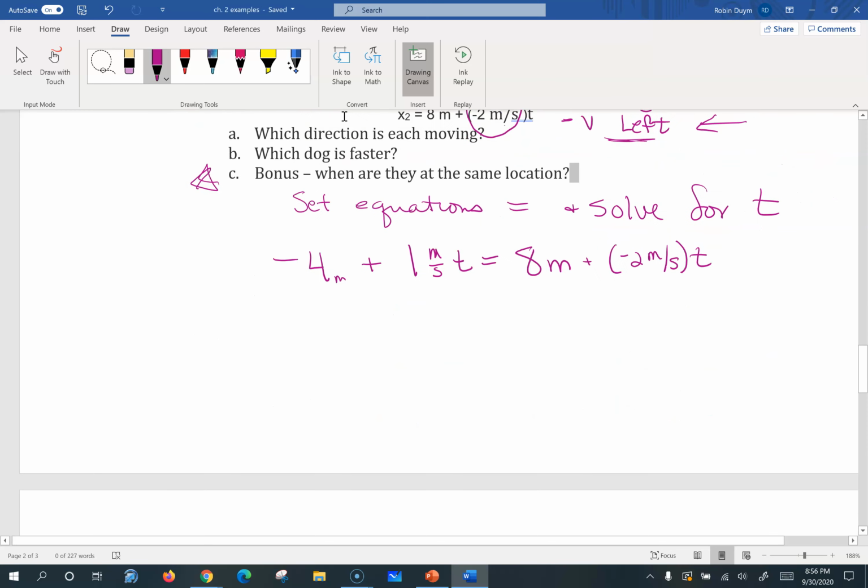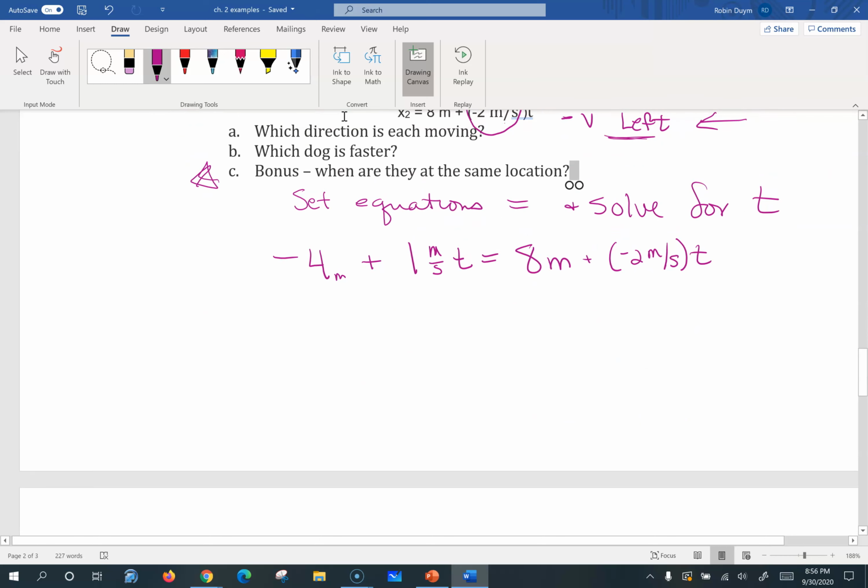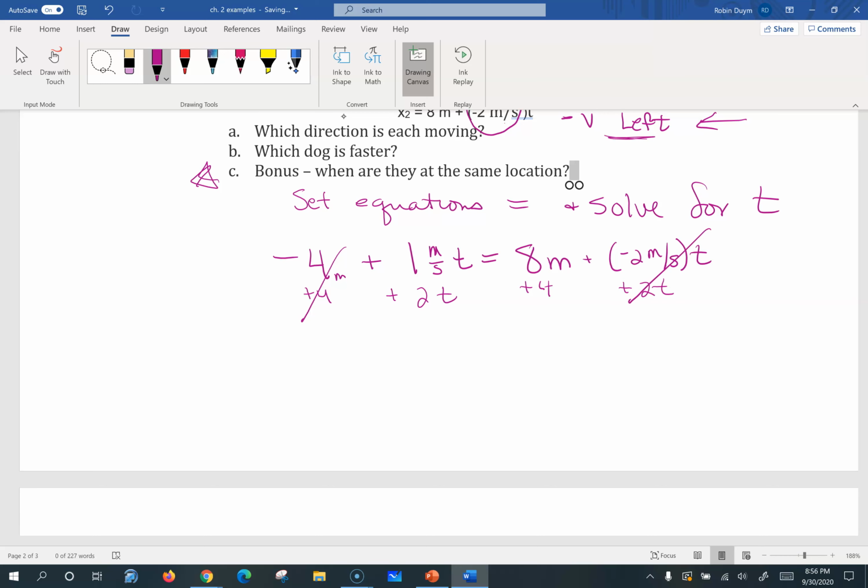So I'll just run through the algebra real quick for you. We want to get all the t's on one side, and all the numbers on the other. So let's add a 4 to this side and a 4 to this side. And this is a -2, so in order to get rid of it, we can add a 2t and add a 2t. So these two go away, these two go away, and we are left with 3t equals 12, and t equals 4 seconds. So 4 seconds after they start moving, they're going to be at the same spot.